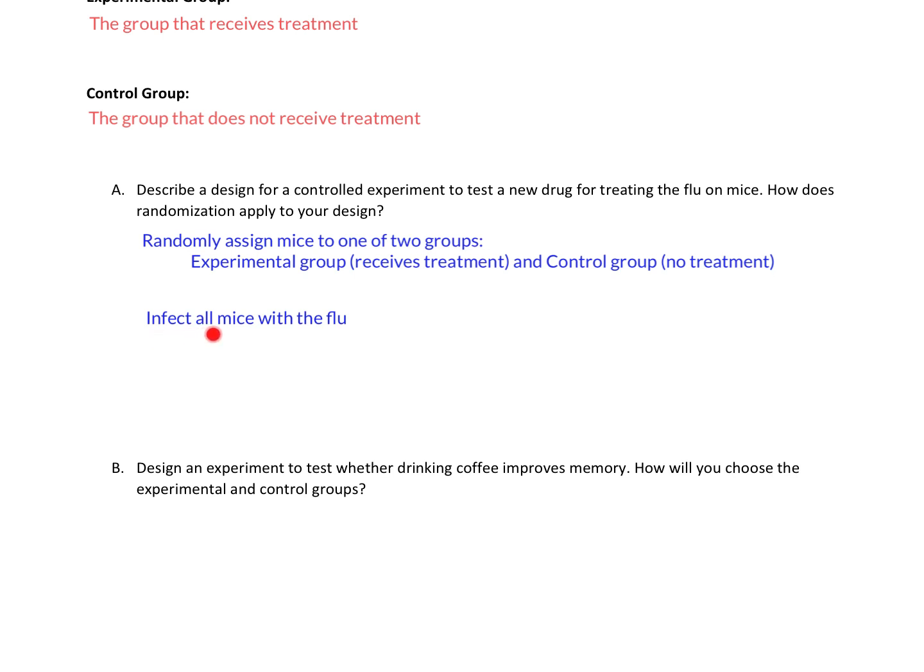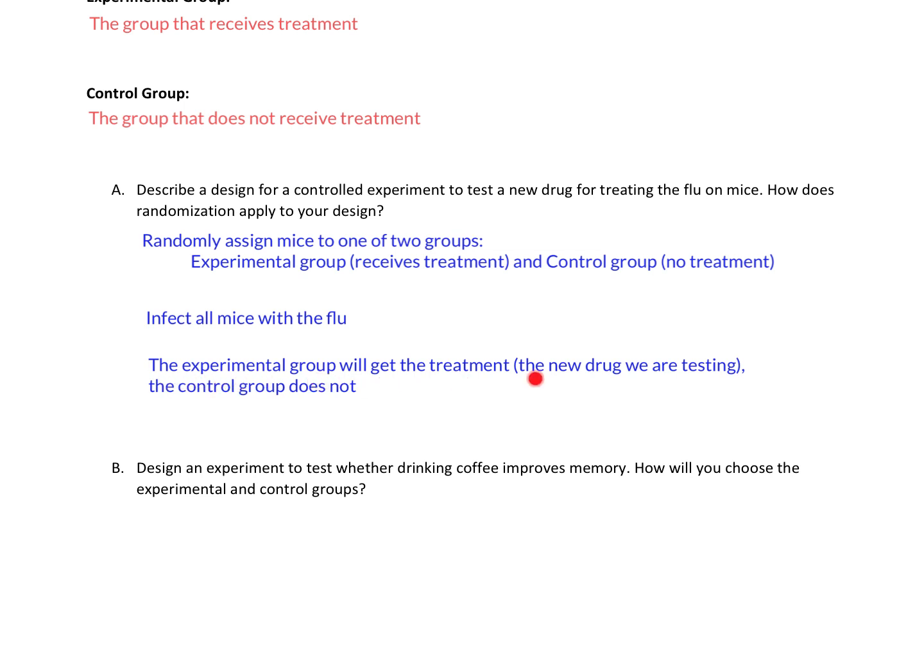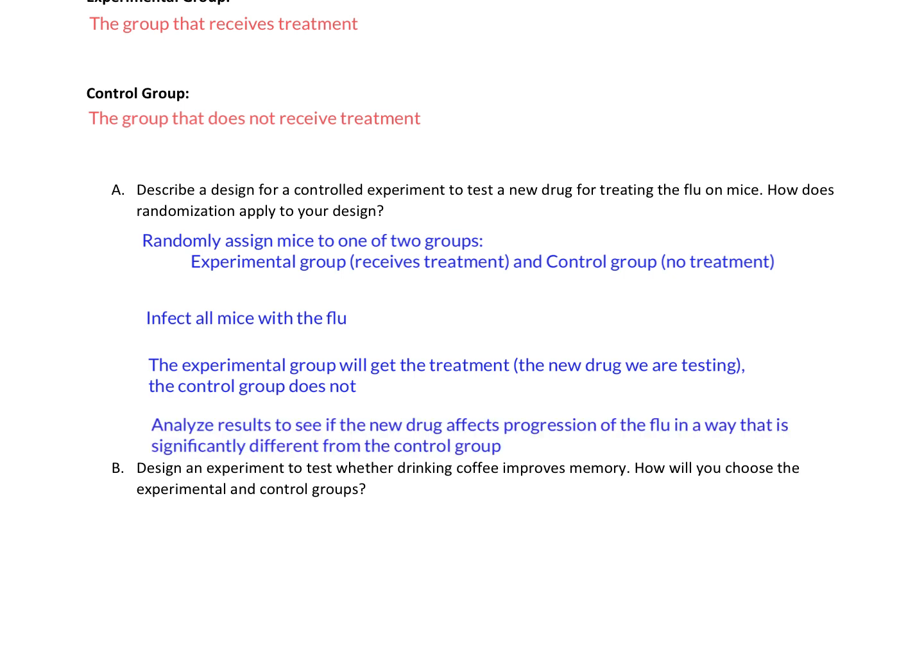Next, we're going to infect all the mice with the flu. Sorry, mice. Once all the mice have been infected with the flu, the experimental group will get the treatment. This is the new drug that we're testing. The control group does not get any treatment. Now we're going to analyze the results to see if the new drug affects progression of the flu in a way that is significantly different from the control group.